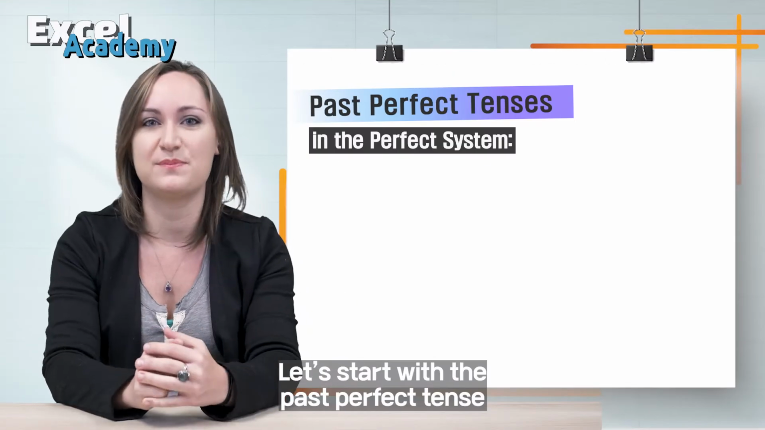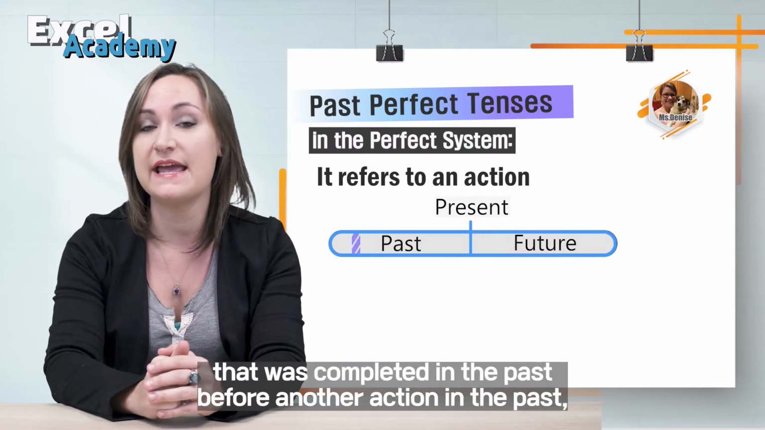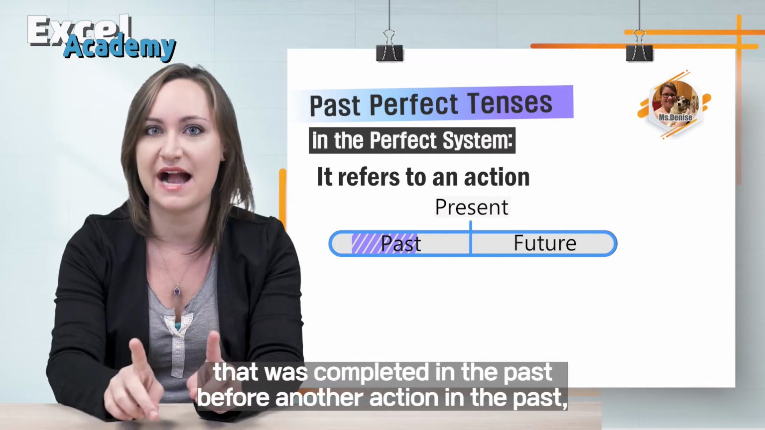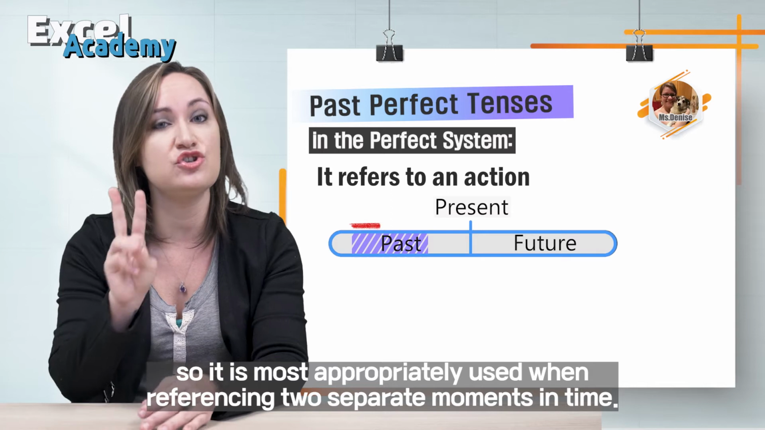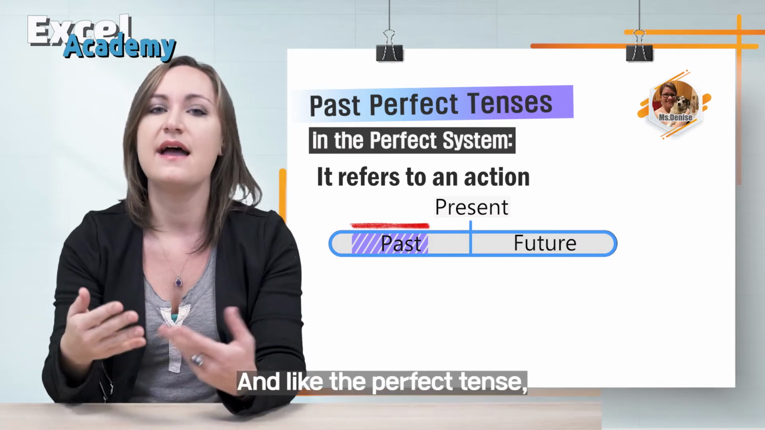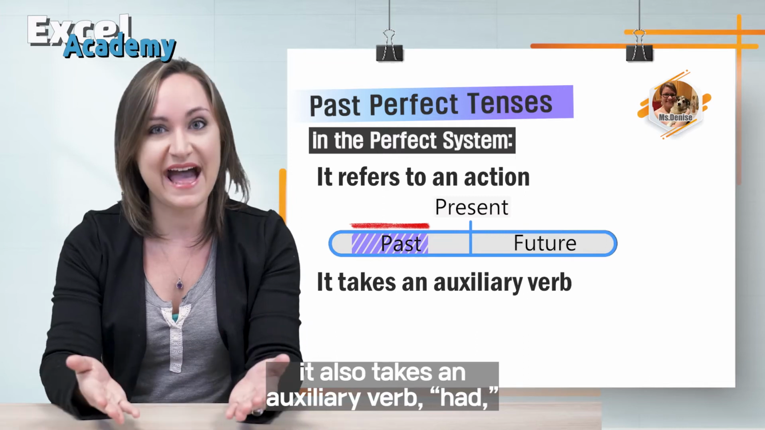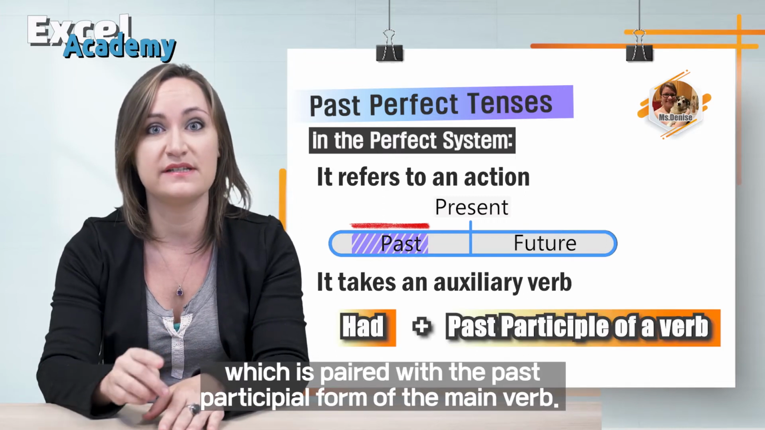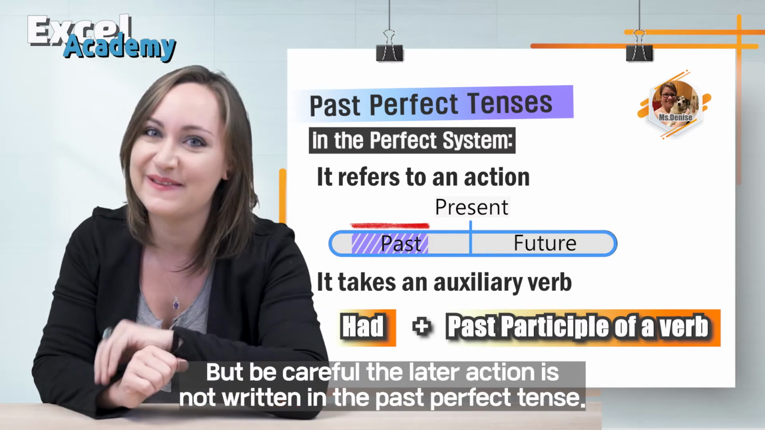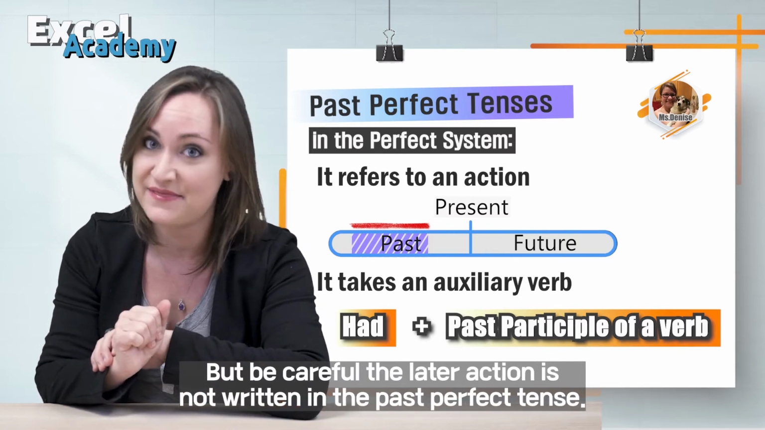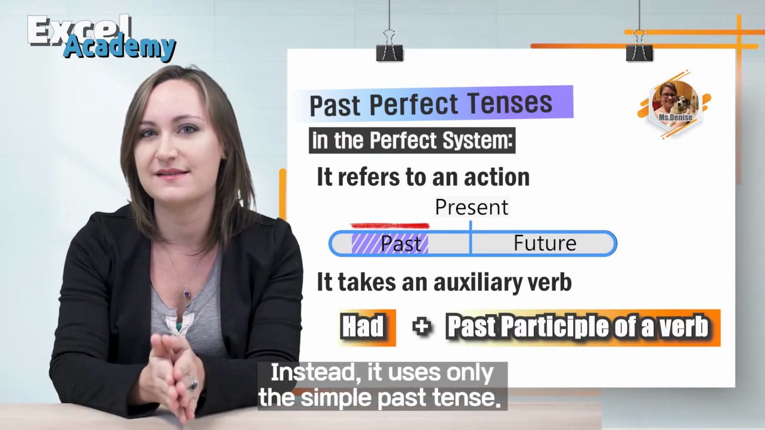Let's start with the past perfect tense. That tense refers to an action that was completed in the past before another action in the past. So it is most appropriately used when referencing two separate moments in time. And, like the perfect tense, it also takes an auxiliary verb, had, which is paired with the past participial form of the main verb. But be careful! The later action is not written in the past perfect tense. Instead, it uses only the simple past tense.